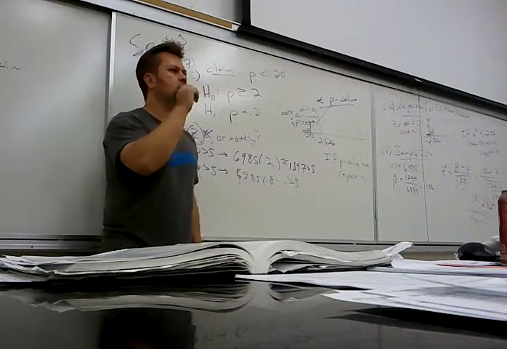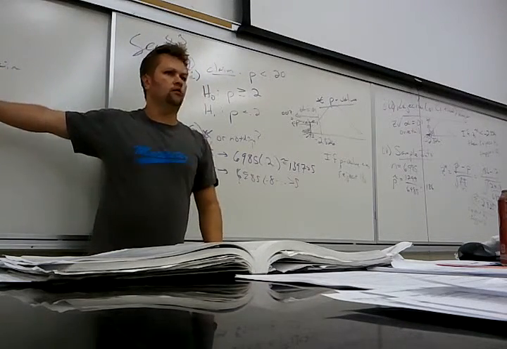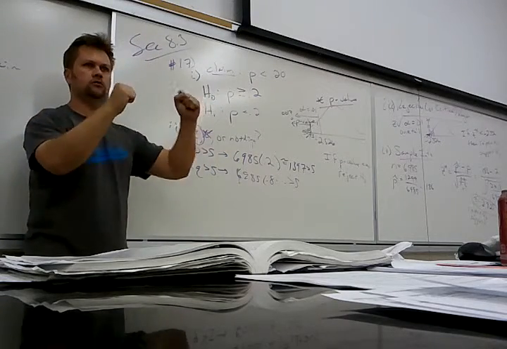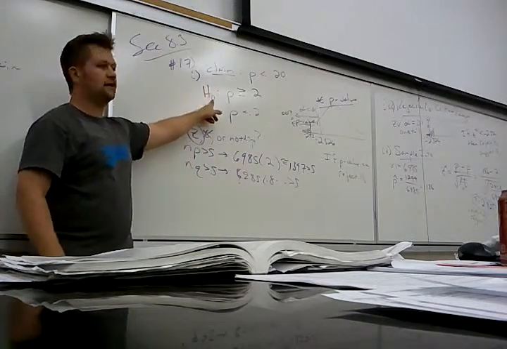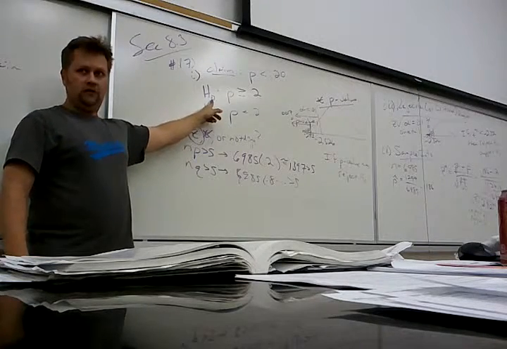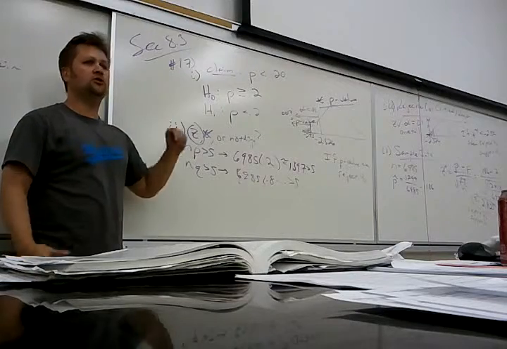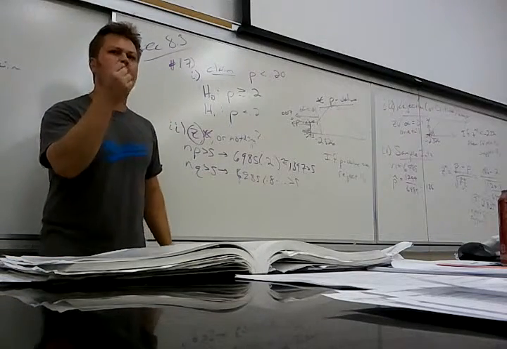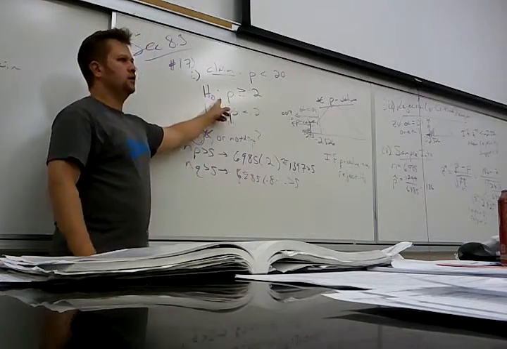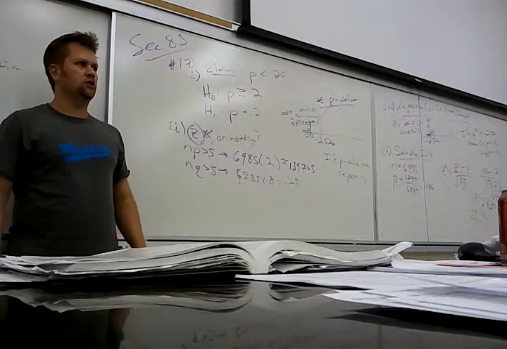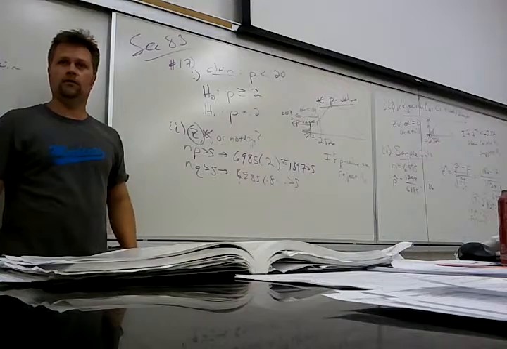What kind of mistake could we have made here? What did we do? We rejected this guy. If I made a mistake, what would that mean about this guy? He'd be true. So one type of mistake you can make is to reject a true null hypothesis, right? Reject a true null.